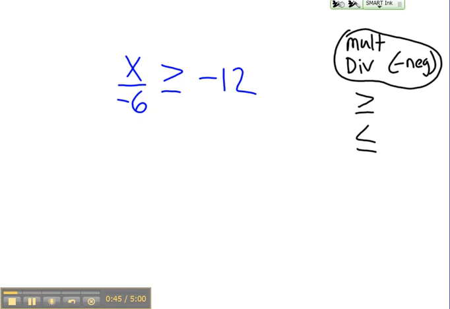Okay? So what we have here is x over negative 6 is greater than or equal to negative 12. I always divide it in half. I have a left and a right, and I always start on the side with the variable, which is obviously the left side because of the x. What I'm looking at here is x divided by negative 6. It's a fraction, but all fractions are division problems. The opposite of division is multiply, so I'm going to multiply this by a negative 6, which I got from right here.